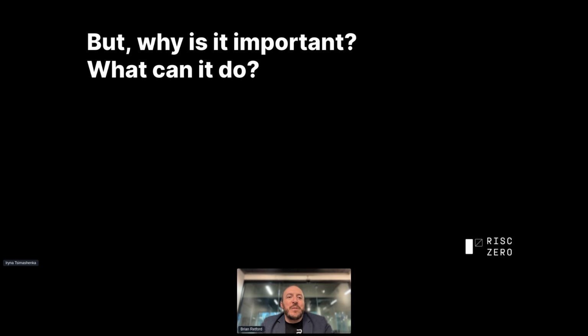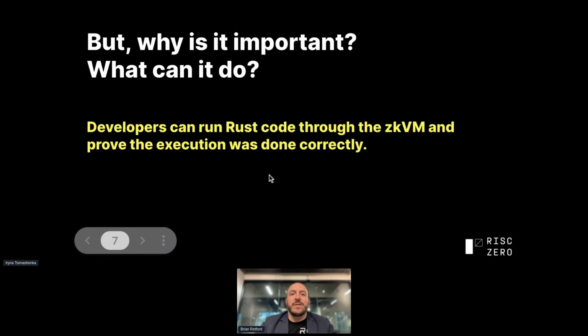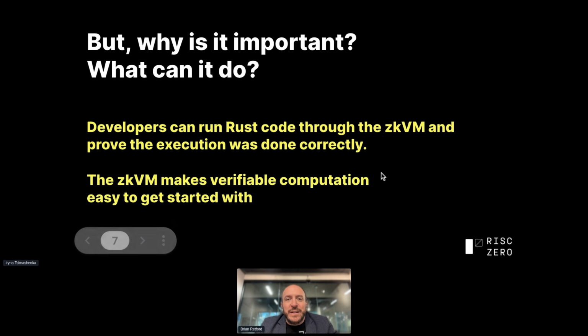So yeah, but why is this important, and what can it do? General purpose ZK is important because honestly, maintaining complex sets of circuits for complex state machines over a very long period of time is very expensive and incredibly difficult. Now, it might make sense to do this for certain systems, but we tend to think that it makes the most sense for developers to focus on the actual state machines and the programs they're trying to prove.